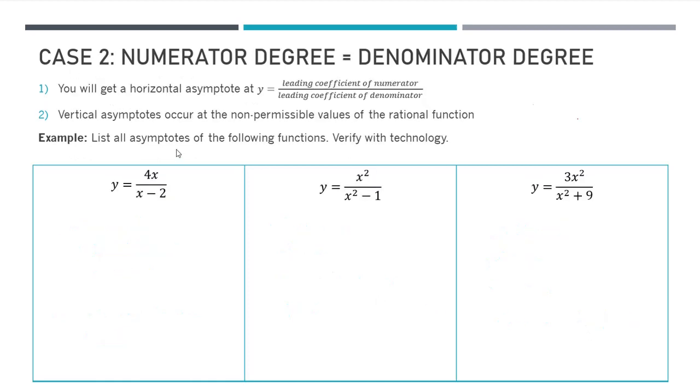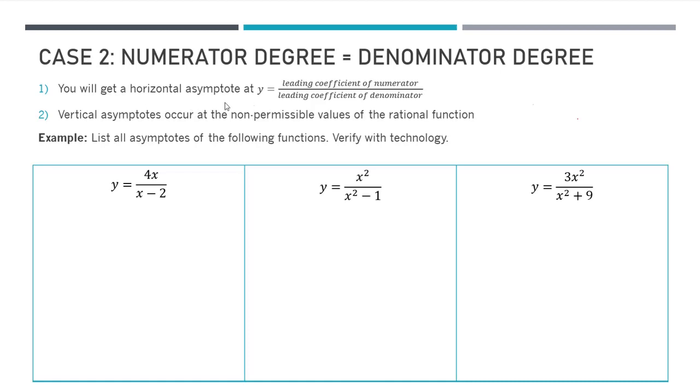All right, our second case. The numerator degree is equal to the denominator degree. So you're going to get a horizontal asymptote at y equals the leading coefficient divided by the other leading coefficient. And you're going to have vertical asymptotes at the NPVs still. So that part stays the same. And our question is the same. List all asymptotes of the following functions. Verify with technology. Again, you can do that part.